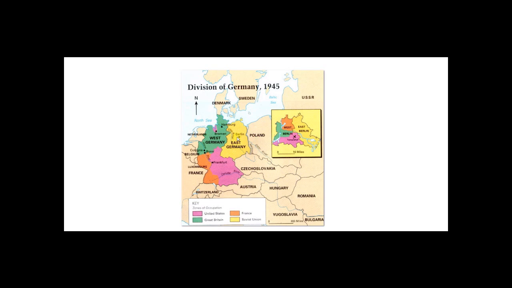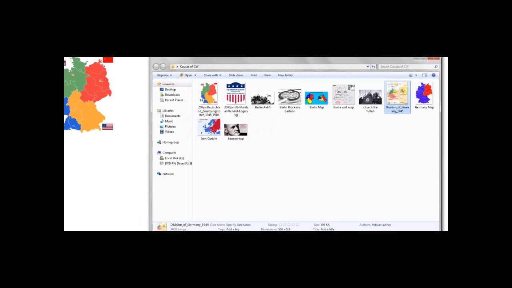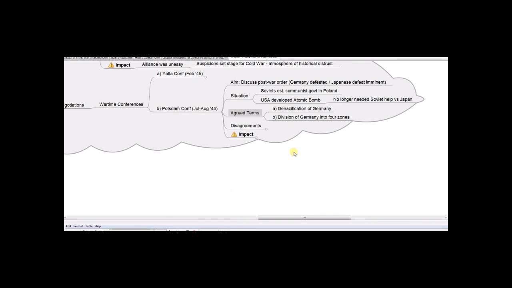Okay, so this is what was agreed, and of course Berlin itself, which was the capital of Germany, would itself be divided into four parts. Again, each of the four parts controlled by each of these four countries over here. Okay, so back to the mind map. Essentially, that was the division of Germany into four main zones.